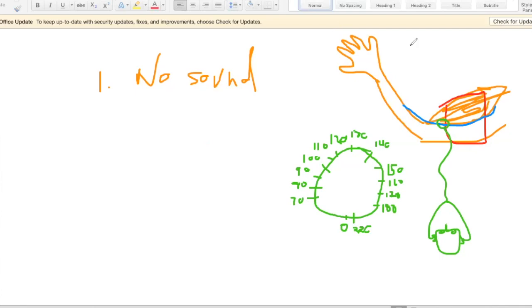Our typical value for diastolic blood pressure, let's say normal, is about 80. And our systolic blood pressure is equal to 120.